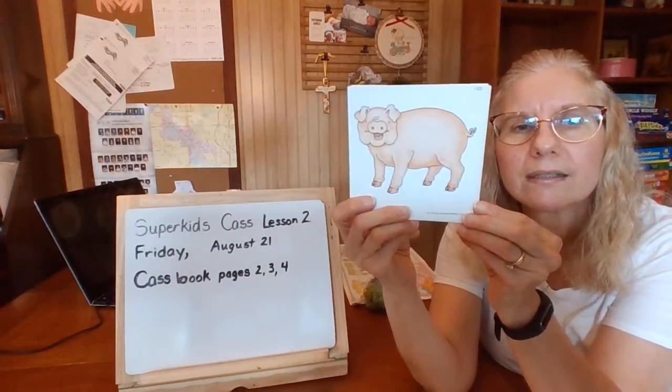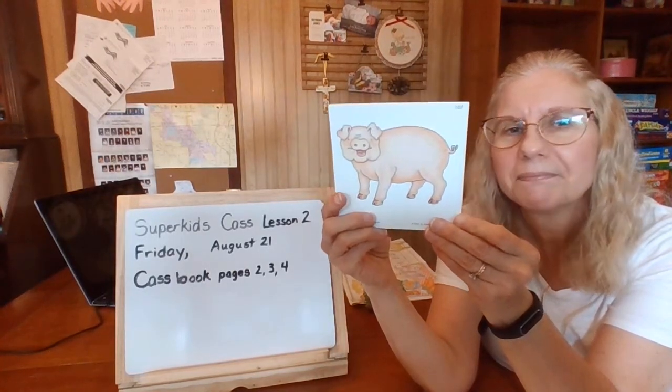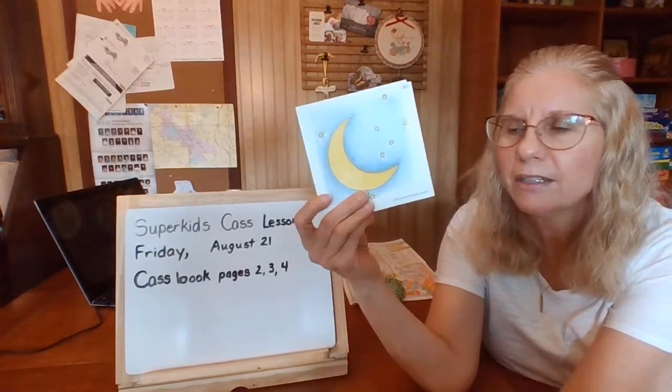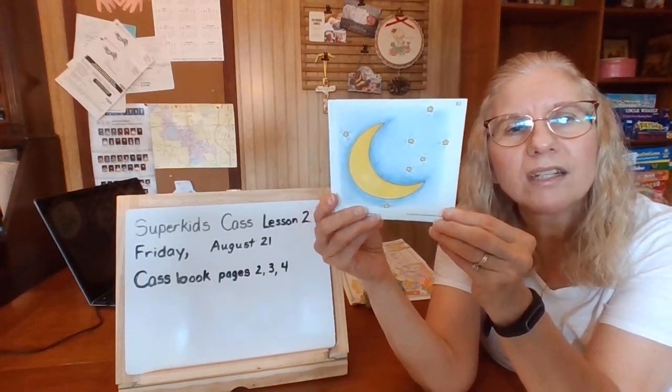And what is this? Yes, it's a pig. Pig. Does that start with C? No. You can go backward there. And this is a moon. Ah, this kind of goes with the Bible story.